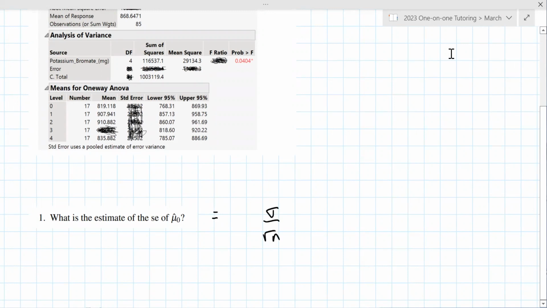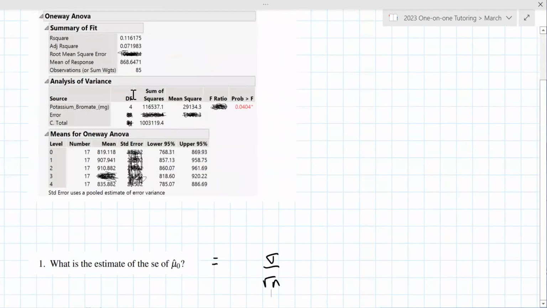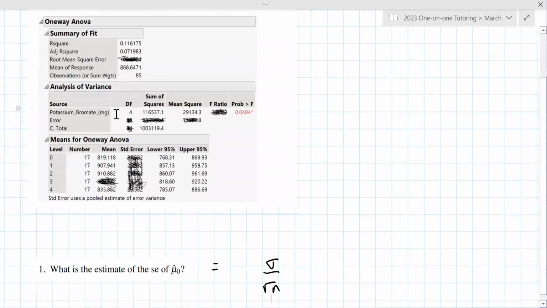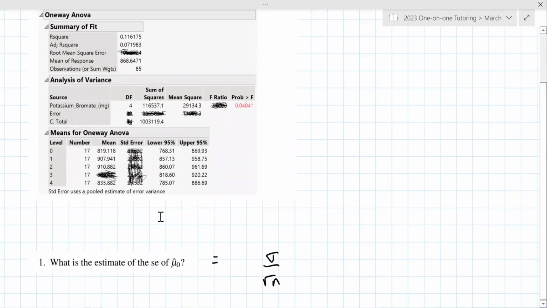I'm just reading what my teacher did for this one. Why is it root mean square error in place of standard deviation? It's a function of the ANOVA. These all have meaning in the ANOVA.